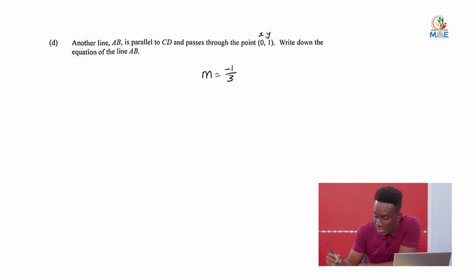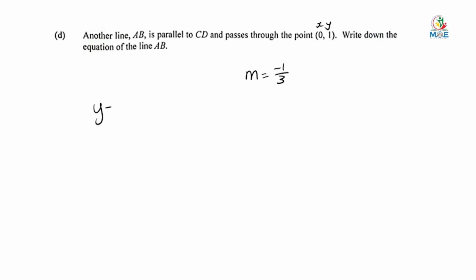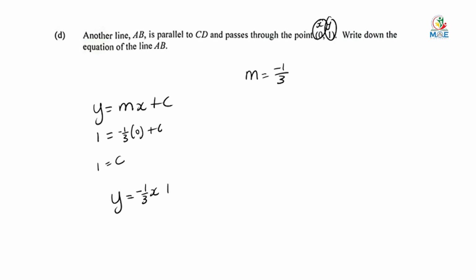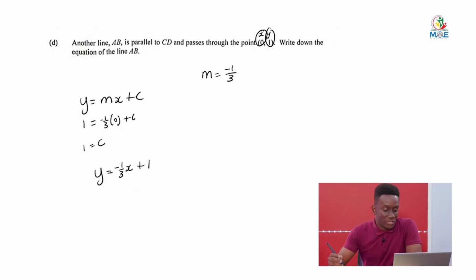To find the equation of AB, we say it's y equals mx plus c. So we know y would be 1. So 1 equals m, which is negative 1 over 3, times x, in this case 0, plus c. So 1 would be equal to c, because this times anything times 0 is 0. So c is equal to 1. So we can say the equation of the line would be y is equal to negative 1 over 3 x plus 1. And that will be the equation of this line that is parallel to CD.